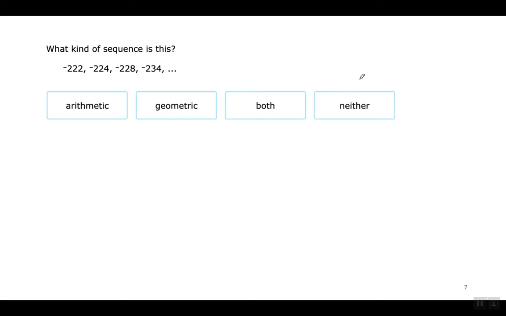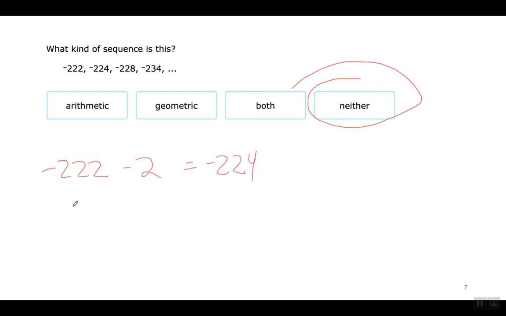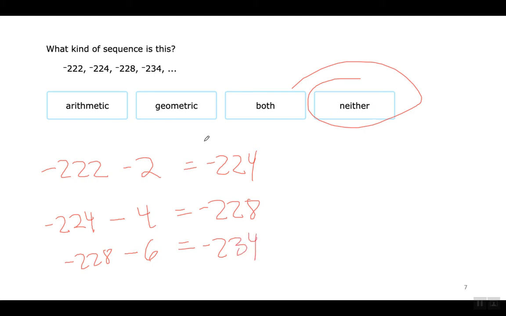This one's neither, because in the first one, you're subtracting by 2. In the second one, to go from the second term to the third term, you're subtracting by 4. And to go from the third term to the fourth term, you're subtracting by 6. So it's neither. Cada vez se están restando por un número diferente. Menos 2, menos 4, menos 6. Así que no es el mismo número, así que no es ninguno de los dos.